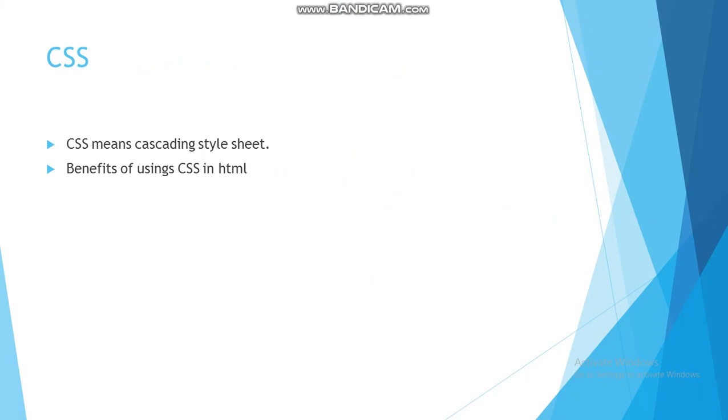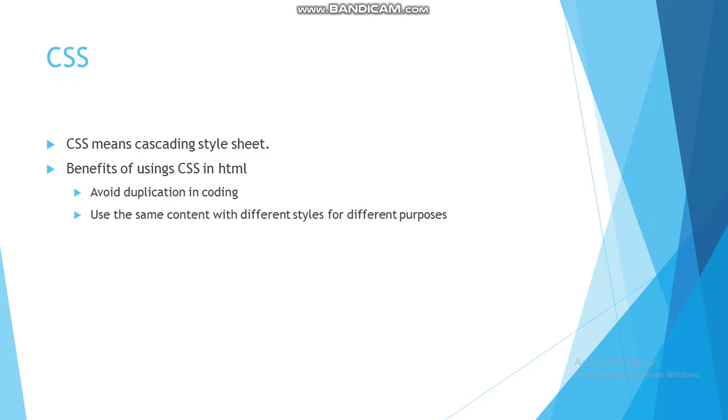Now we will see the benefits of using CSS in HTML, because HTML is a very primary level language, so there is a facility known as CSS. Using CSS, we can avoid duplication in coding in HTML. So use the same content with different styles for different purposes. And it is very easy to maintain CSS code.